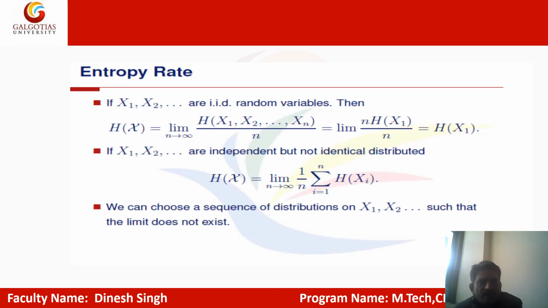If X1, X2 are IID random variables, then H of X will be equal to limit n tends to infinity of H of X1, X2, up to Xn upon n, which is n H of X1 upon n, that is H of X1. If X1, X2 are independent but not identically distributed, then H of X will be limit n tends to infinity of 1 upon n summation of i from 1 to n H of Xi. We can choose a sequence of distributions on X1, X2 such that the limit does not exist.